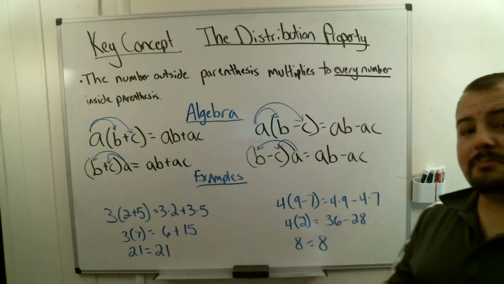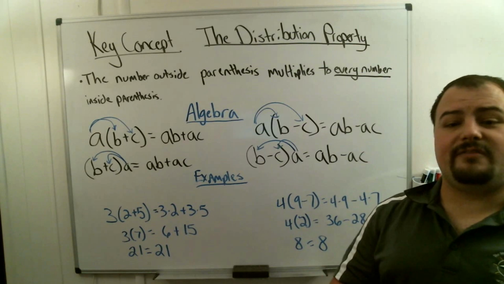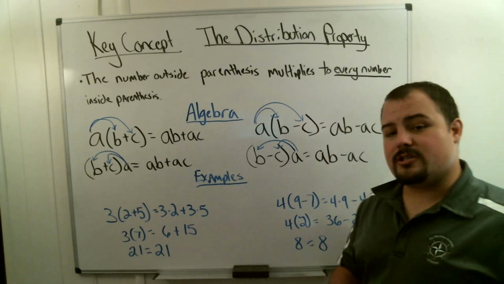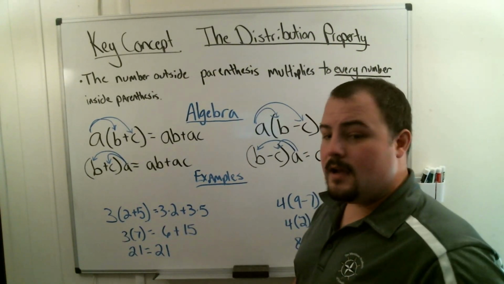So we need to make sure that we keep the sign that's in between them the same, unless the properties say that we have a negative and negative, which means we change it to a positive. Now, how it works in numbers, and I know a lot of you are probably looking at that and you're like, why do I need to do that?